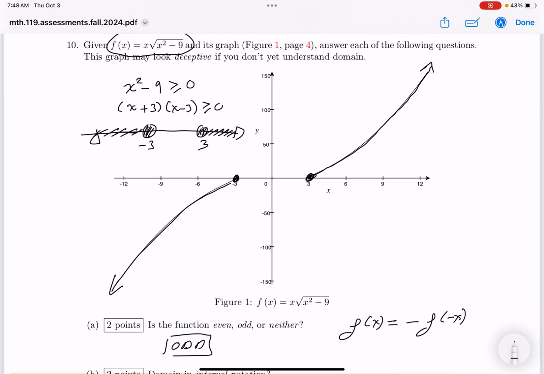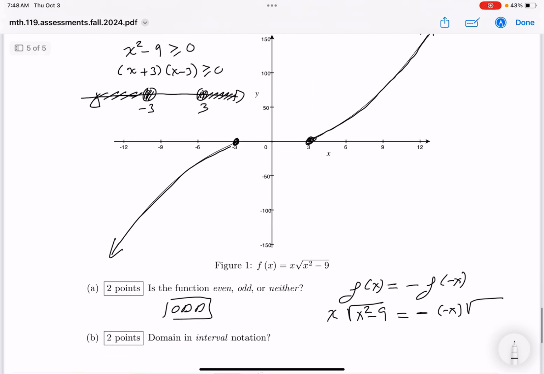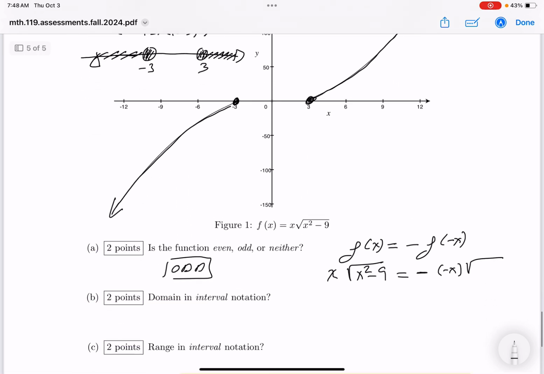But the test would be just plugging in. What do you get? Well, f of x is pretty easy. Write it down, and that's going to be this over here. And then what are you doing? You're taking the opposite of that function, evaluated at minus x. So minus, that would be minus x. Then you get the root, and pull this up a little bit. And when I square the minus x, it's going to be x squared minus 9. And these are the same things, so it certainly is odd by that test.